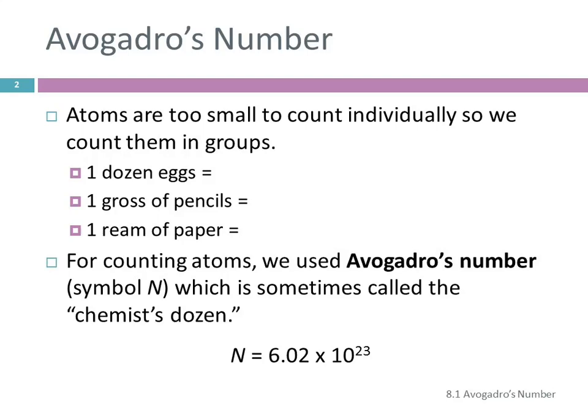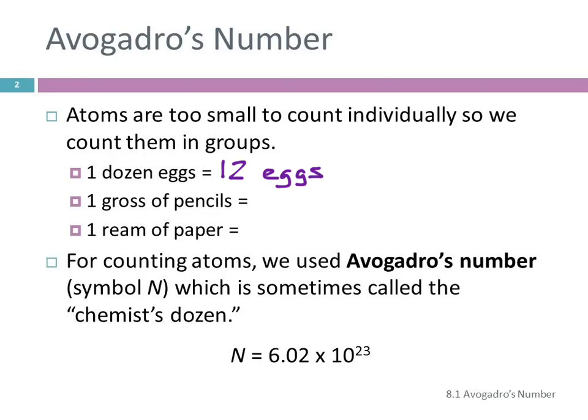Atoms are very, very small. They're too small to count individually, and so we count them in groups. And counting things in groups is not a new concept to you. How many eggs is a dozen eggs? 12. Dozen is a unit in which we count by groups. So a dozen eggs is 12 eggs.